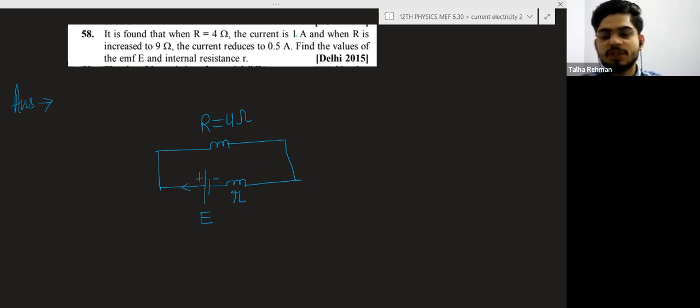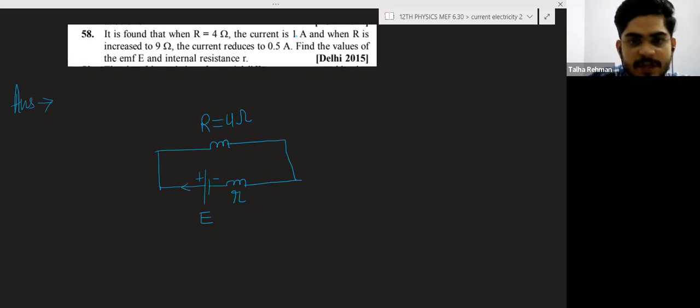Current will flow from positive to negative direction, because if nothing is given in the question, you will assume that the cell is in the working condition, and in the working condition the direction of current is from positive terminal to the negative terminal. Okay, so the current here is 1 ampere.